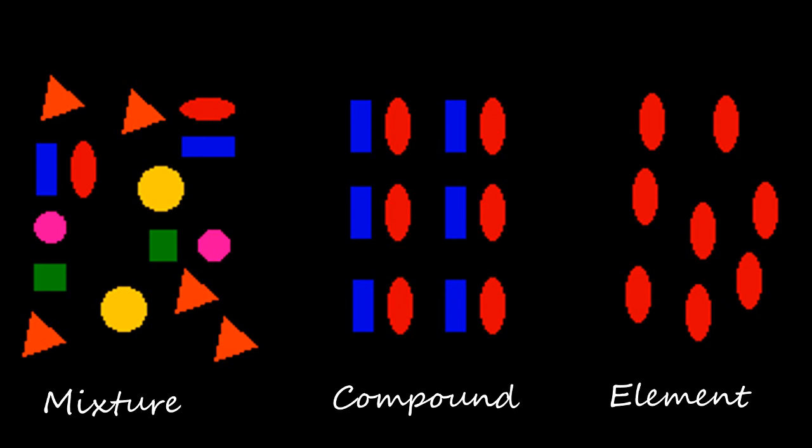Mixtures are easily separated. There is no chemical bond between the different parts of a mixture. Mixtures can be separated out using physical methods such as distillation. For example, air is a mixture of different gases. These include oxygen and nitrogen.